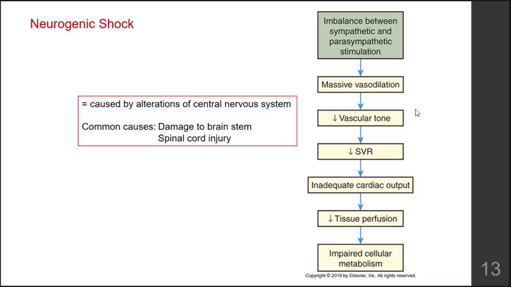This massive vasodilation corresponds with a reduction in vascular tone and then ultimately a reduction in tissue perfusion, but it's purely a neurological cause. So if somebody suffers from a brainstem injury or a spinal cord injury, then they could possibly suffer from this type of shock. And we know that these types of shock have that common denominator where that reduction in tissue perfusion is going to impair cellular metabolism, putting all the cells in the body in this anaerobic state.